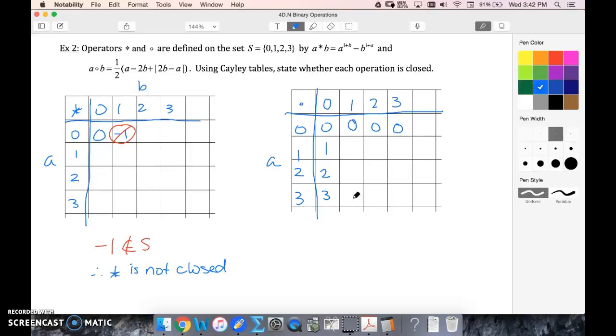I'm going to leave you to fill in the rest of these, and in the end, you should find that blob is a closed operation. So in the end, the values here should only be values that are elements of the set.